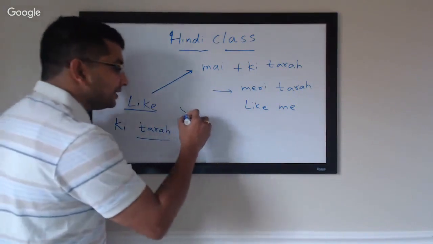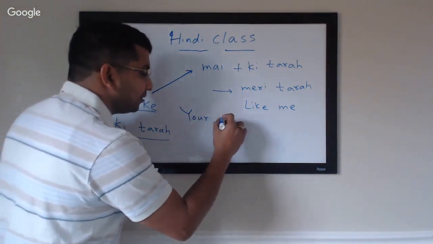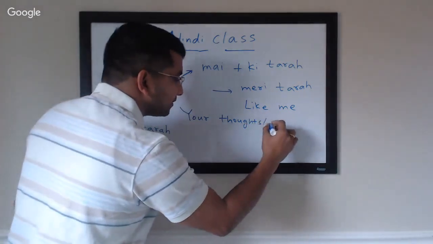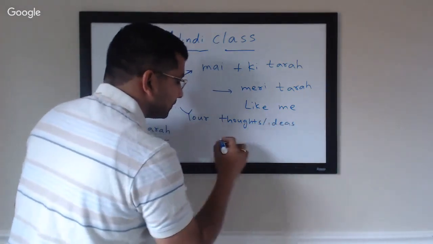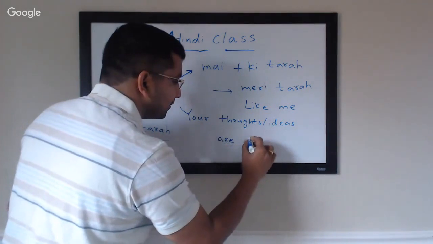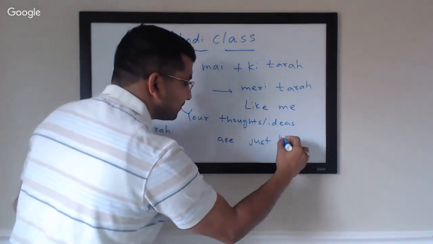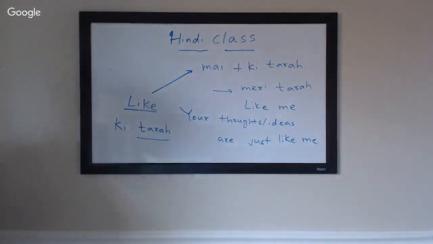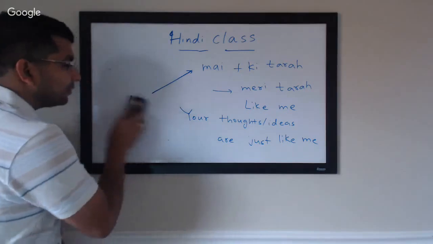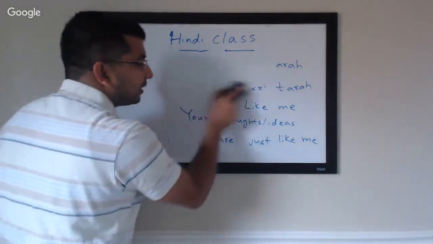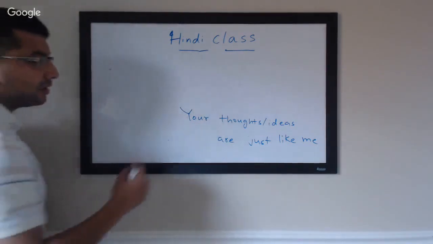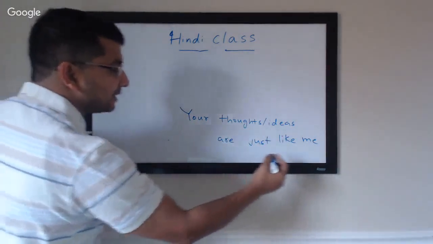Think about the sentence: your thoughts or ideas are just like me. It's a complex sentence, so I'll break it down for you. Don't worry, you can definitely attempt it if you want, but I'll help you out. So you're telling the person your thoughts slash ideas are just like me.